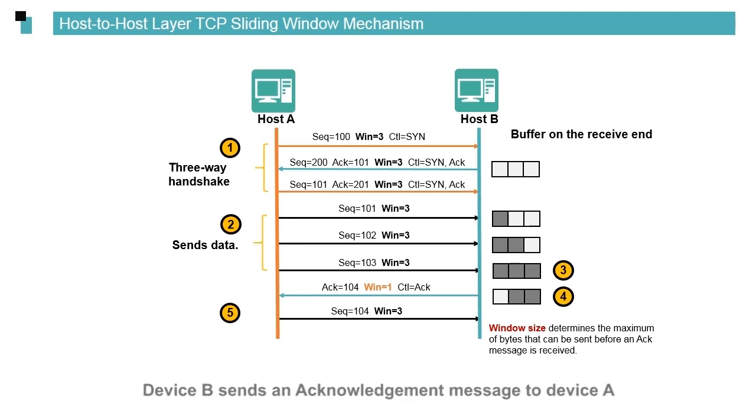Device B sends an acknowledgement message to device A after receiving all the 3 messages, instead of sending one for each message. After the three-way handshake is complete, device A sends 3 messages with sequence numbers of 101, 102, and 103 respectively. After receiving them, device B fills these messages in the buffer. The buffer is now full of data.